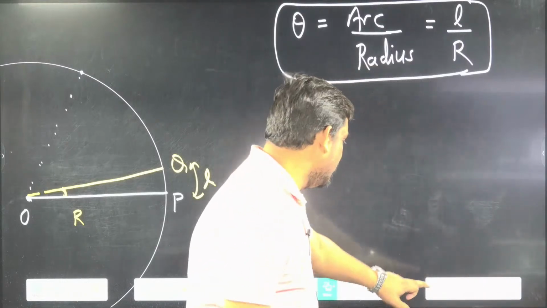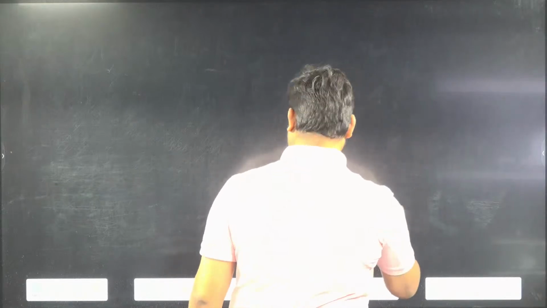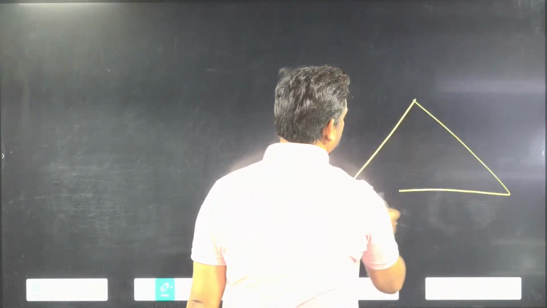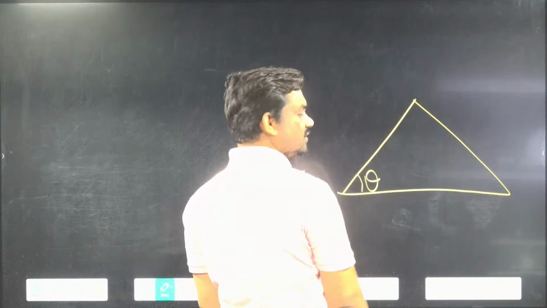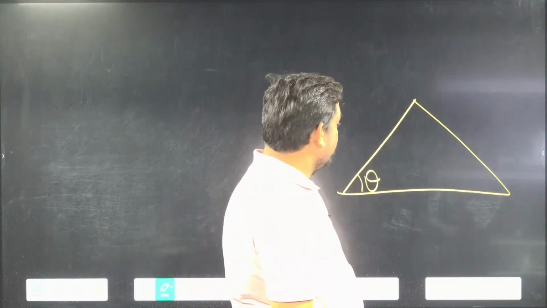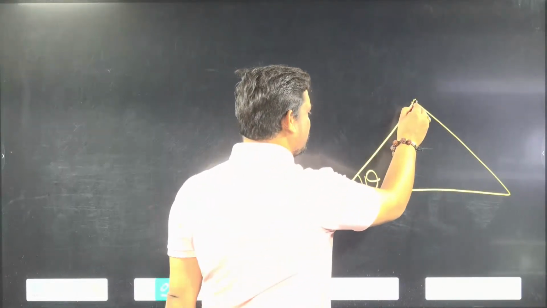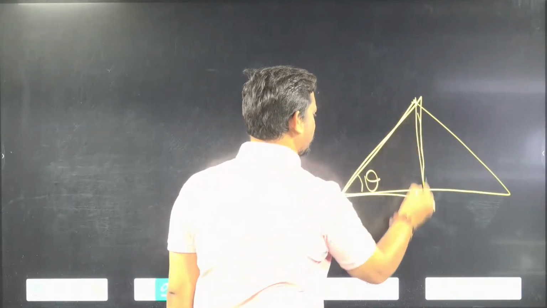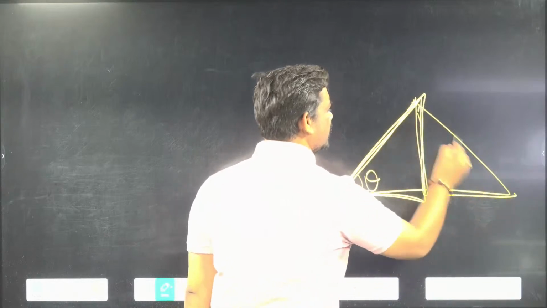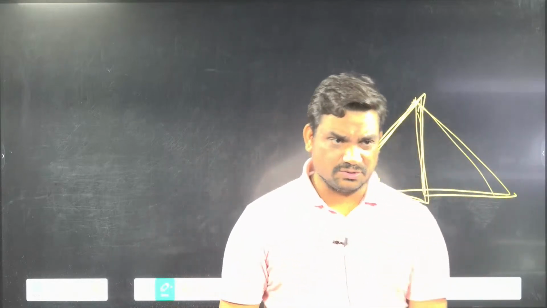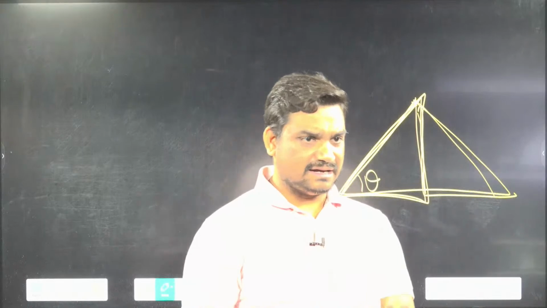If a triangle like this is there, for this triangle also I can use sine theta, but we have to draw a right angle. You can draw a perpendicular, and then you are free to use it. Basically, we need a right angle triangle, then only we can do the things.